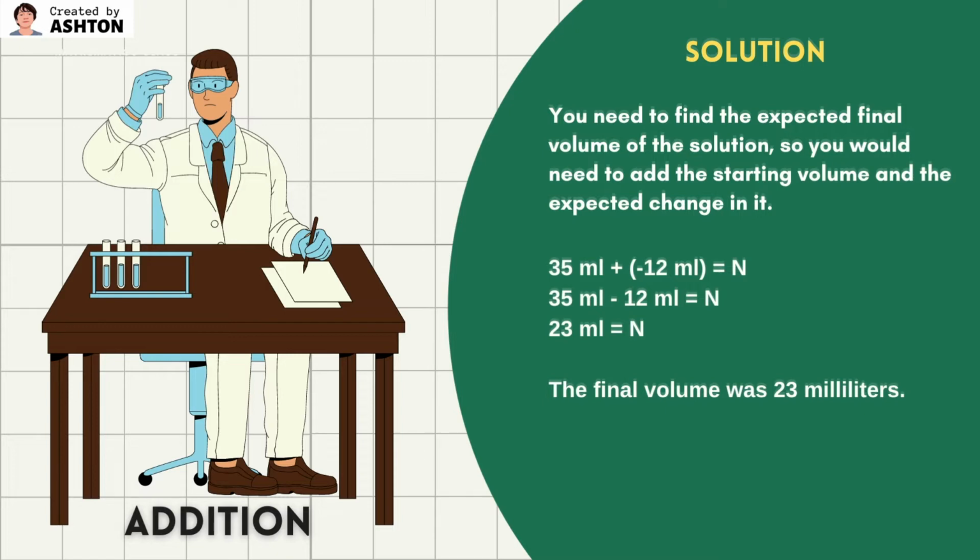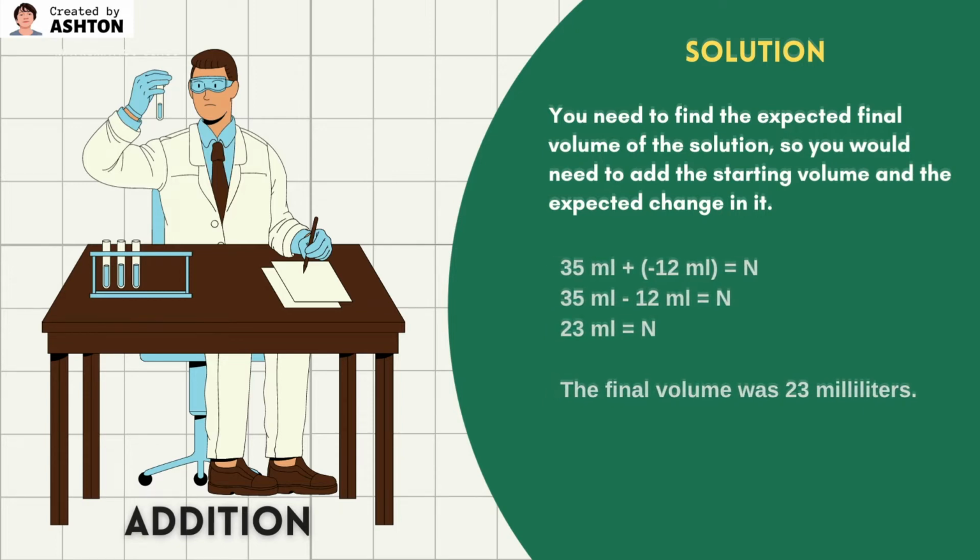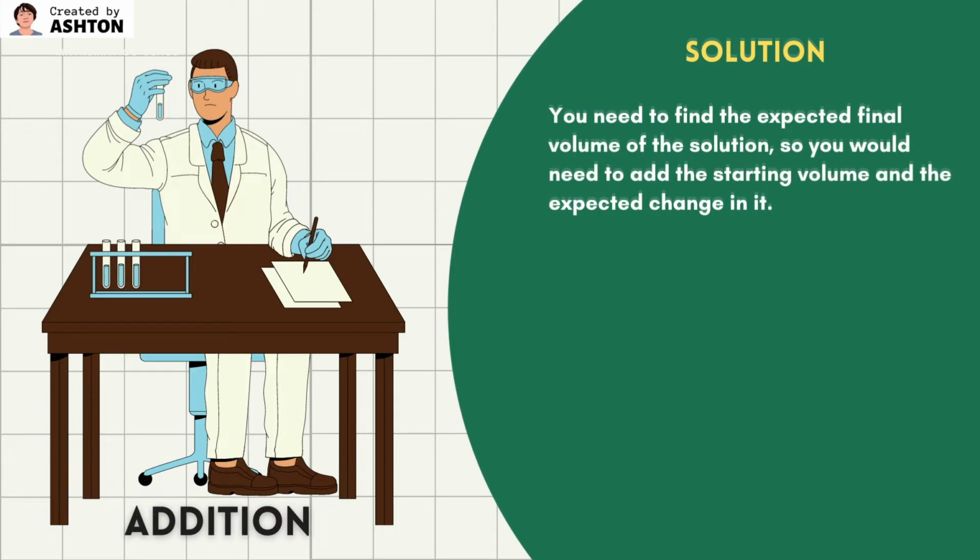Normally, adding would give you a bigger total, but in this case, we get a smaller value because we are adding a negative number. The final volume was 23 milliliters.